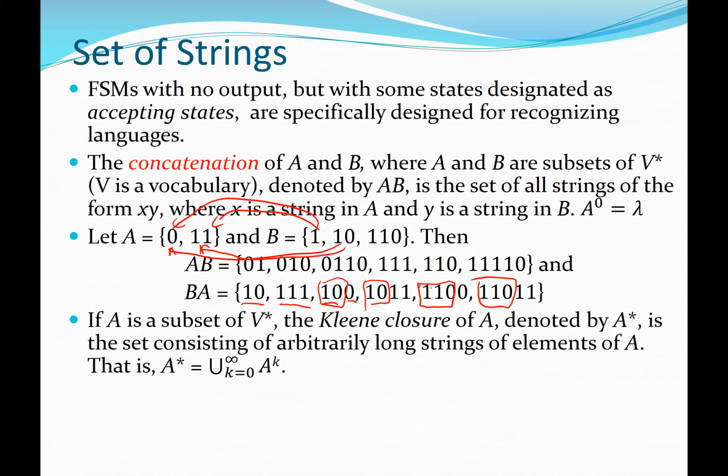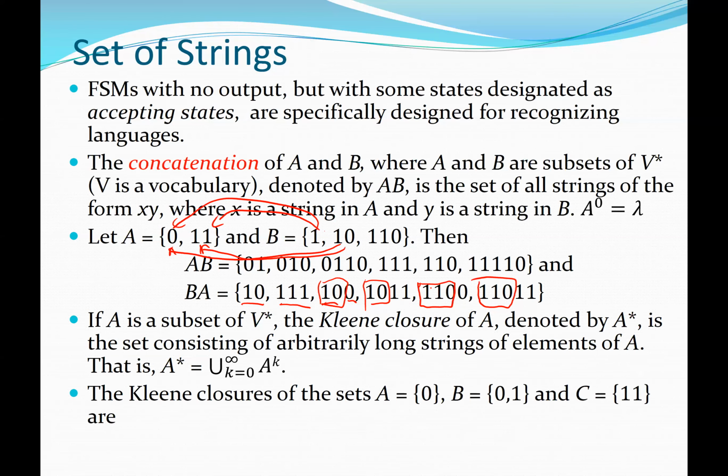Here's the example. Suppose we have the 3 sets A, B, and C. A contains the 0 bit string, B contains the set 0 and 1, so that's 0, 1 in binary. And C contains only the 1-bit string 1, 1. The difference with B is that you have 0 and 1, so that's just repeated 0 and 1.